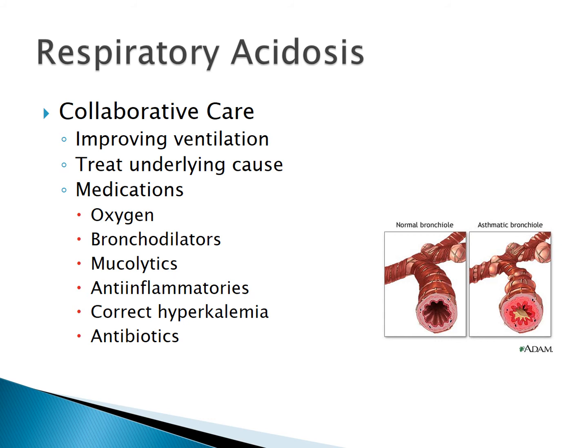Bronchodilators may be given to open constricted airways. Mucolytics to clear out those secretions that could be causing this. Anti-inflammatories may be given just for a specific problem, so you're not just giving a general anti-inflammatory. It has to be for a specific reason, if they have a specific problem, to decrease that inflammation. Drugs to treat hyperkalemia if their potassium is very elevated. And then an antibiotic to treat infection, like if they have pneumonia. They will need antibiotics on board to help reduce this respiratory acidosis.